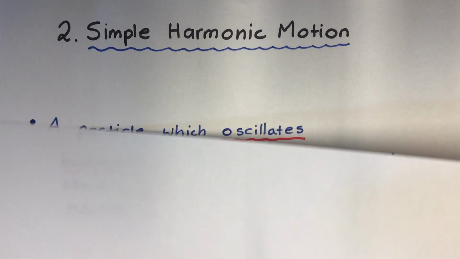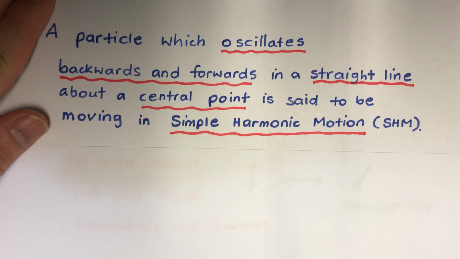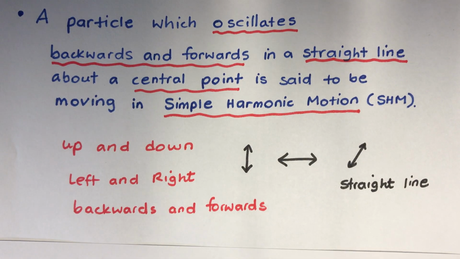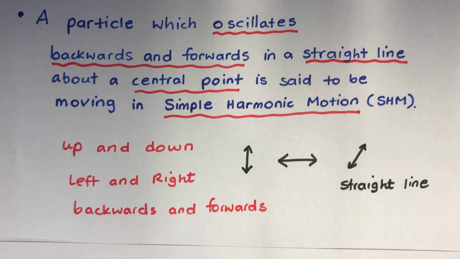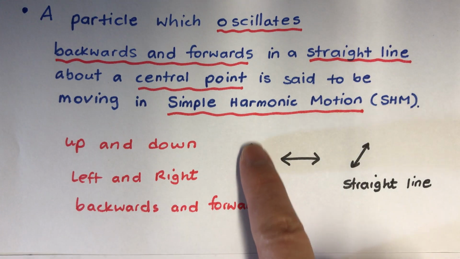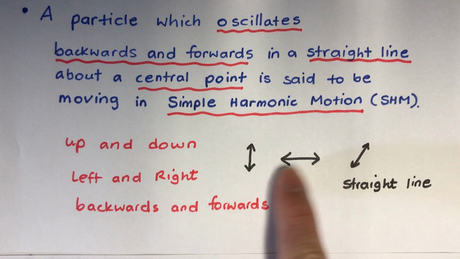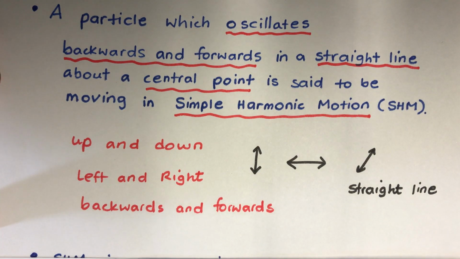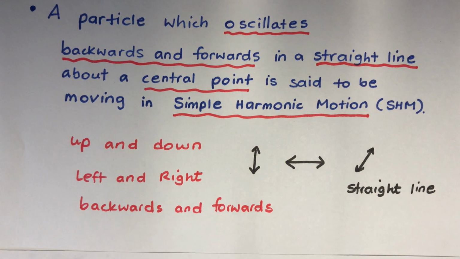Okay, what is simple harmonic motion? So let's have a look at that. A particle which oscillates backwards and forwards in a straight line about a central point is said to be moving in simple harmonic motion. So it's like up and down, or left and right, or backwards and forwards. It's almost like there's a straight line but it's got a pattern in it.